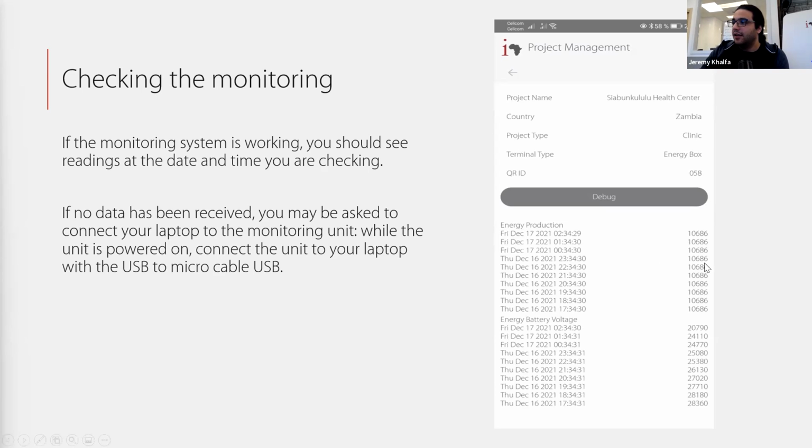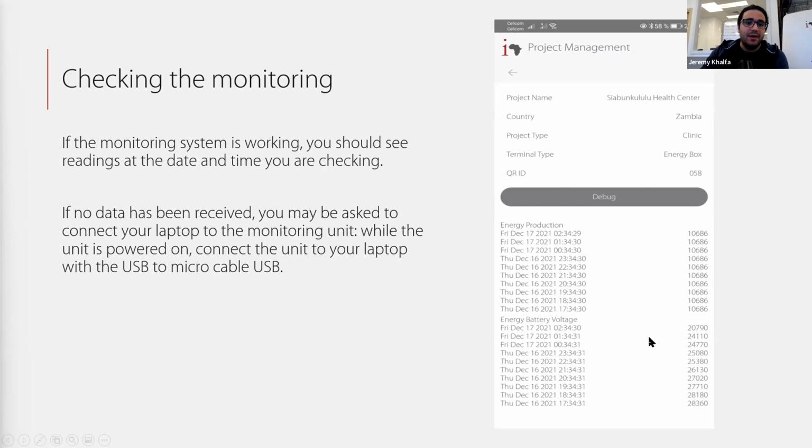And here on the right side, you see the last readings of the unit, okay? So energy production is in watt hour, and battery voltage, for example, is not in volt, it's in millivolts. So for example, here it was 20 volt, here it's 24 volt, 24 volt, 25 volts, okay?